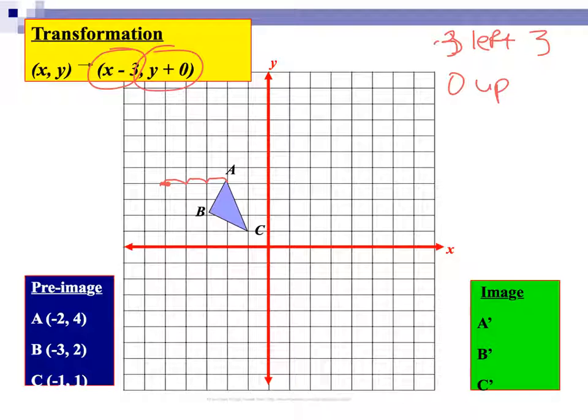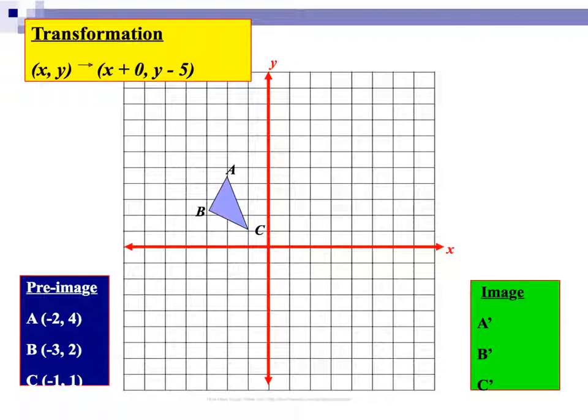Then we're going to start with B. 1, 2, 3. Put a point. And then C. 1, 2, 3. Put another point. Then at the end, all you do is connect the dots. Mine looks a little off because it's hard to write on the screen. So when labeling, A prime, B prime, and then C prime. And then that is it.